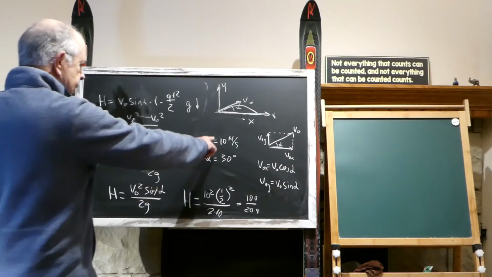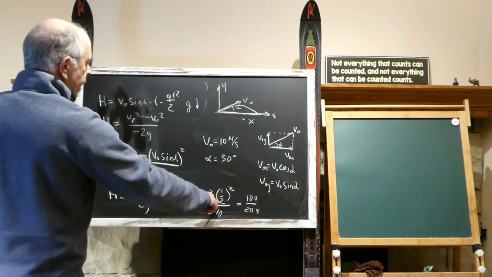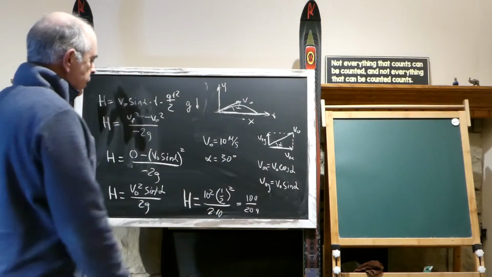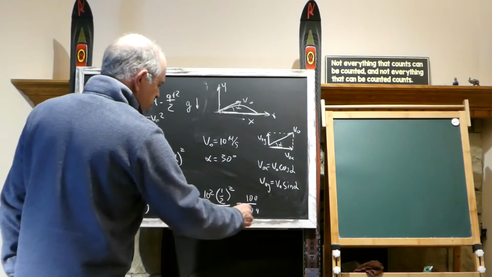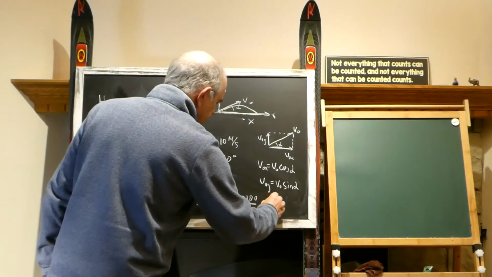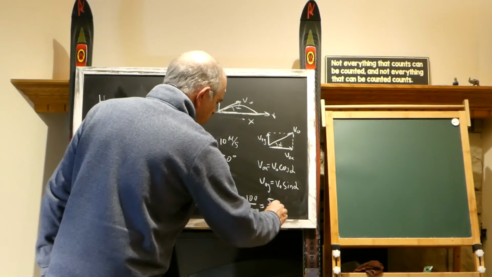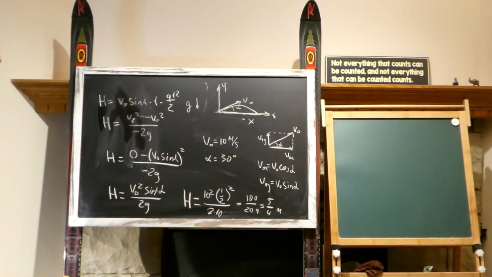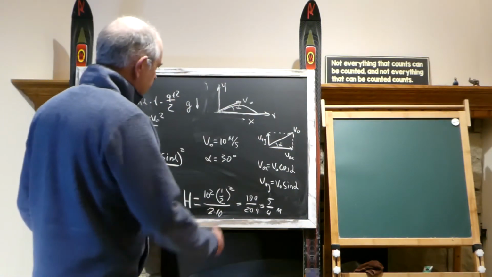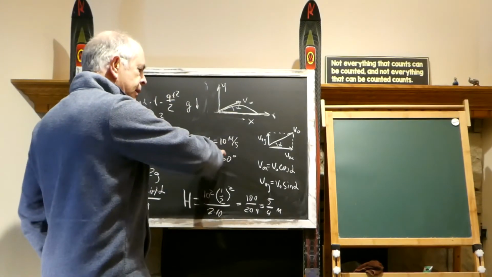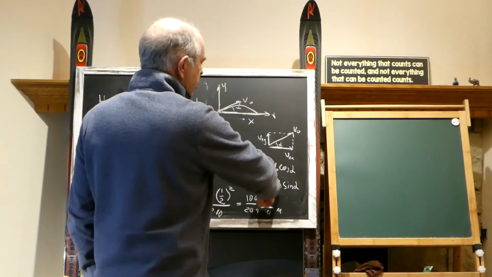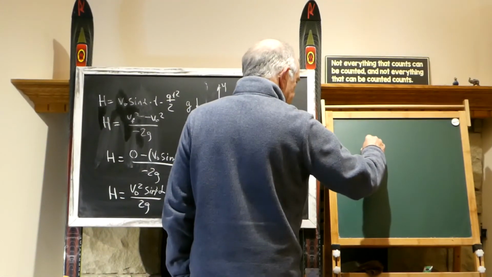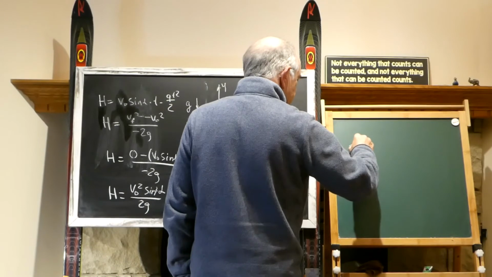v0 is 10, 10 squared, 1/2 squared from sine alpha, 2g, 2 times 10, 100 over 4 over 20. It would be 1.25 meters. So it would be only 1.25 meters. Because we're starting with the speed v0 sine alpha, so 5 meters per second. We're going up at 5 meters per second.